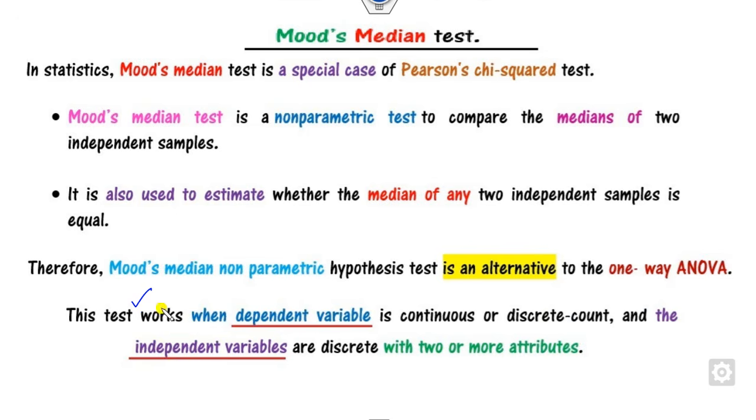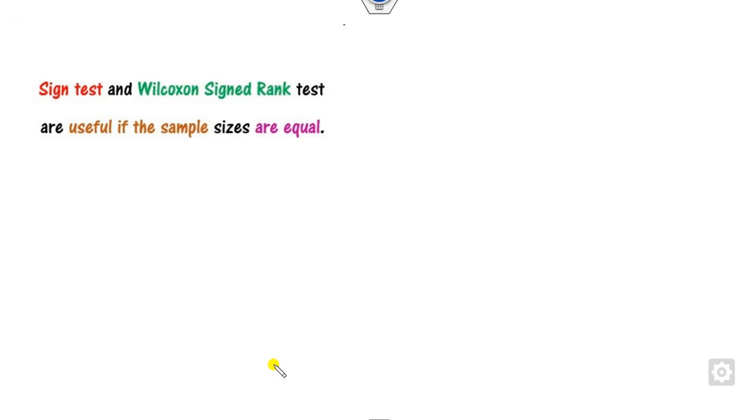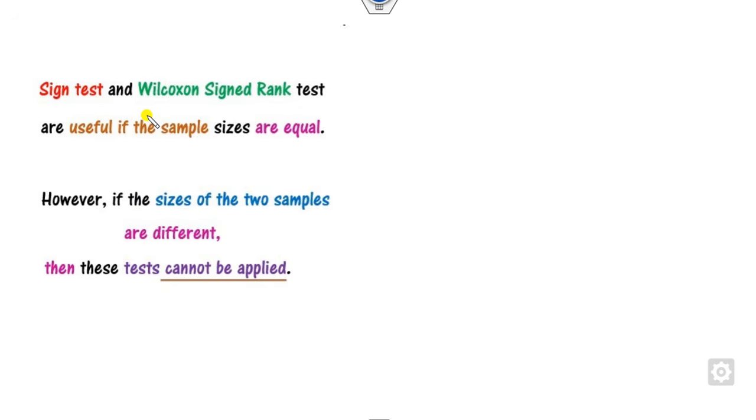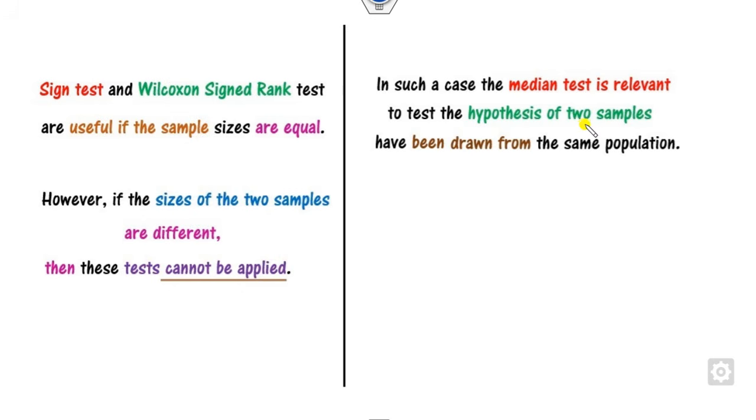This median test will work when one variable is dependent and the other is independent. We all know that the sign test and the Wilcoxon test are very useful whenever the two samples, sample 1 and sample 2, have the same number of elements, because you are using the rank. But what will happen if sample 1 has n1 elements and sample 2 has n2 elements, and they are not equal? Then such tests are not applicable. So under these conditions, the median test is applicable to draw the inference whether they have been taken from the same population or not.